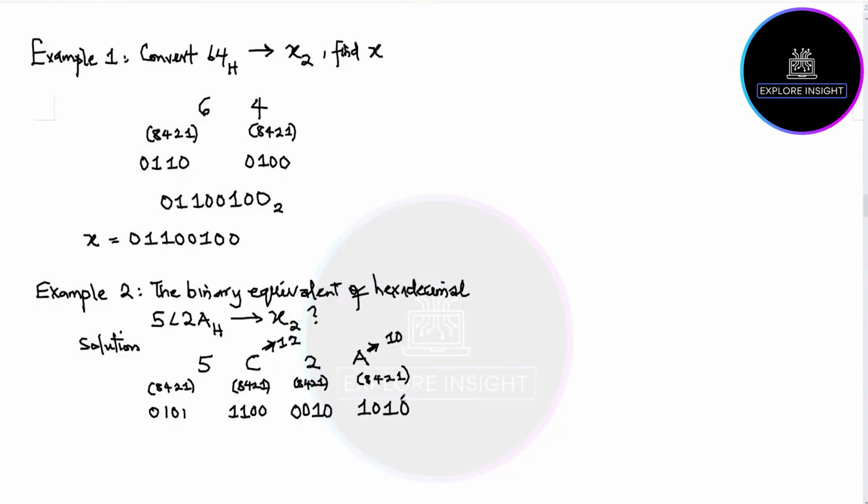Now, if we put all this together, it shows that our 5C2A in hexadecimal will be 0, 1, 0, 1, 1, 1, 0, 0, 0, 0, 1, 0, 1, 0, 1, 0 in base 2. Take note, our x will be this given value.